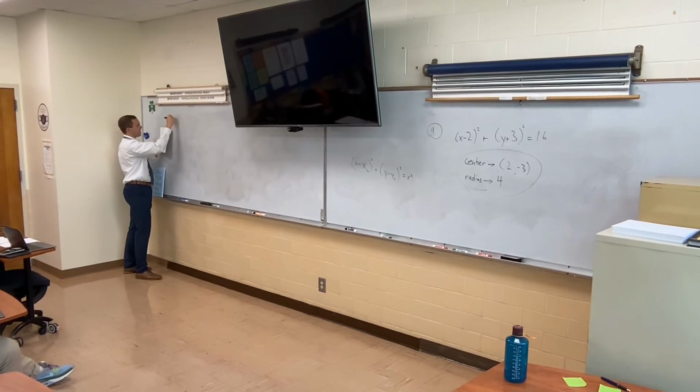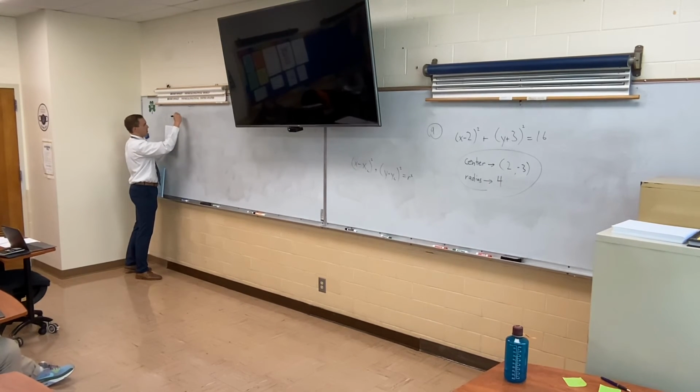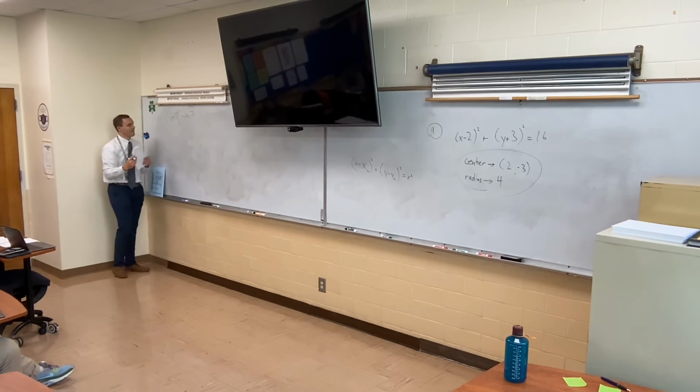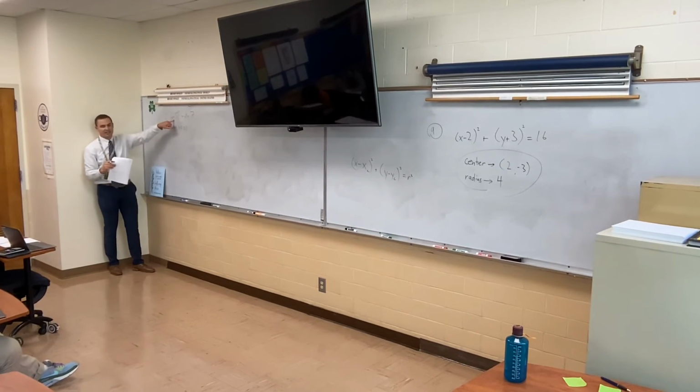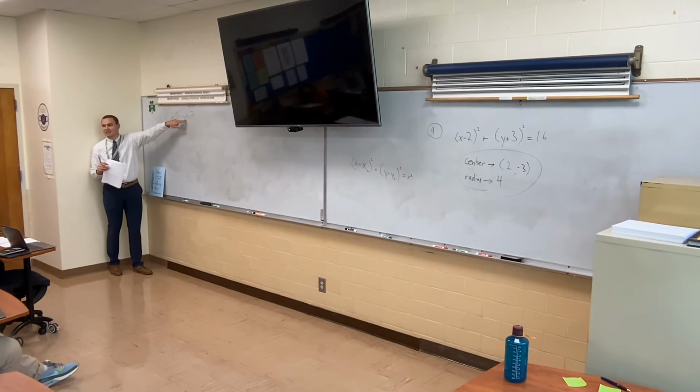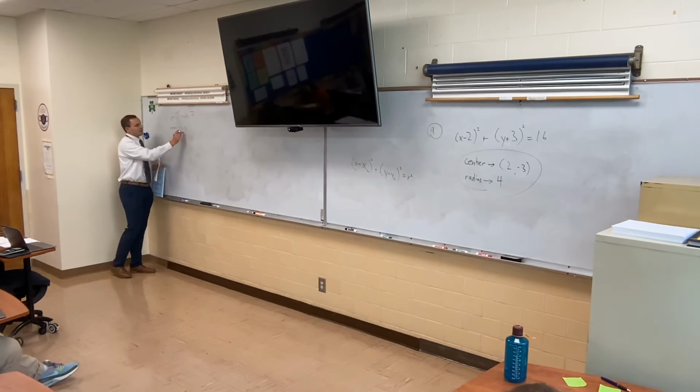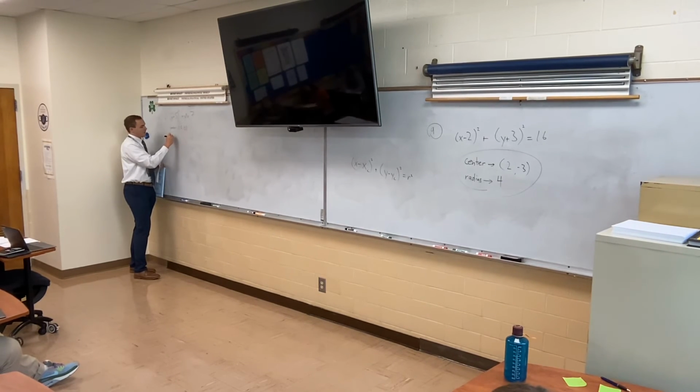(x + 5)² + y² = 7. What's my center going to be? (-5, 0). Because x + 5 is the same as x minus -5. And then there's technically a -0 squared here, right? It's 0. Then what's the radius?